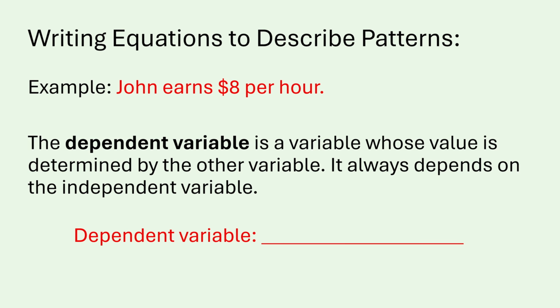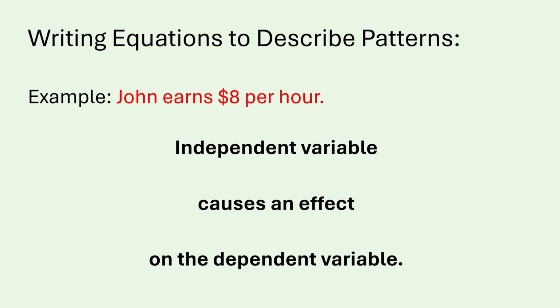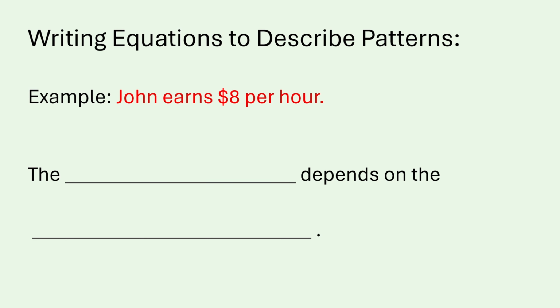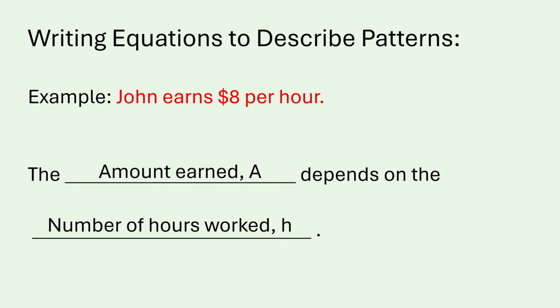The dependent variable is a variable whose value is determined by the other variable. It always depends on the independent variable. Here in this example, dependent variable is amount earned A. Independent variable causes an effect on the dependent variable. The amount earned A depends on the number of hours worked H.